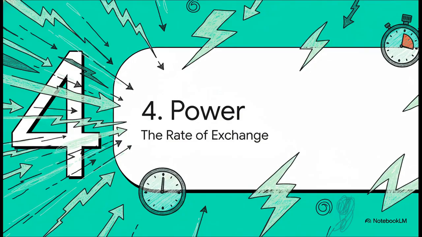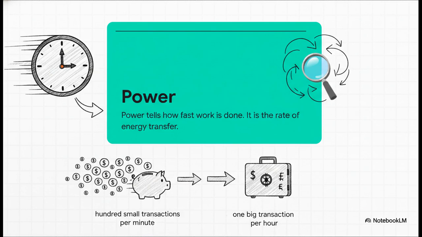Okay, so we've got our currency, energy. We've got our transactions, work. But there's one last piece to this whole puzzle, and that's speed. How fast do these transactions happen? And that, my friends, brings us to power. Power is super simple, really. It's just the rate of the energy transfer. It's not about how much work you do, it's about how fast you do it. In our economy analogy, this is your cash flow. How fast is the money moving in and out of your accounts?